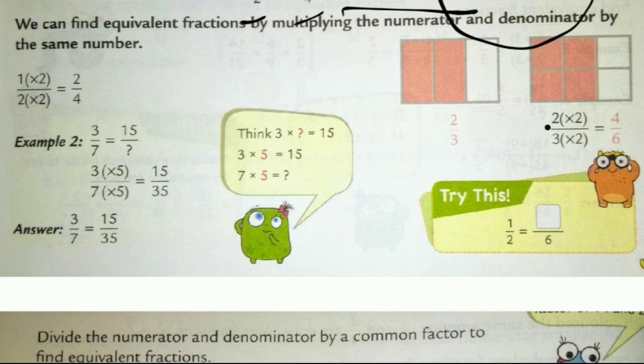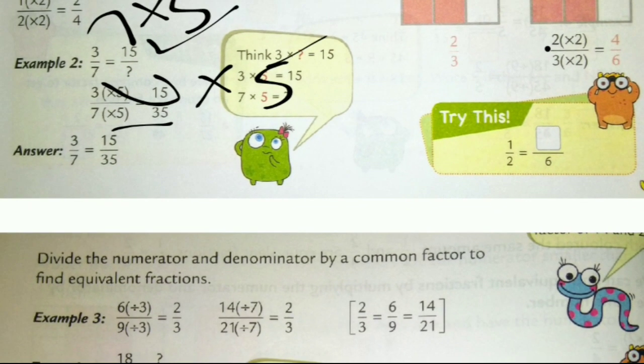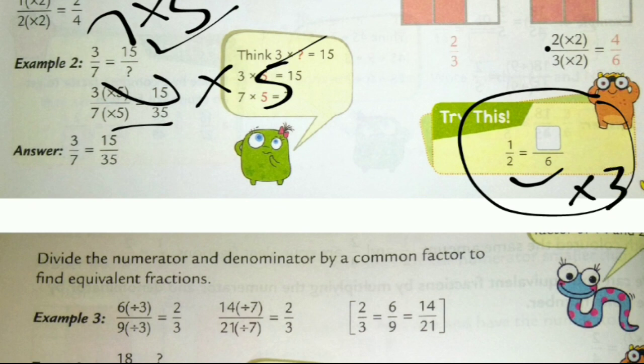See, one more example is here. 3 upon 7 equals 15 upon dash. It means we know the table of 3, 15 will come how many times? 5 times. The same thing we will do here. 7 multiplied by 5. So we will get the answer 35. It means equivalent means equal. Try this. 2 into 3 will come 6. It means 1 into 3 is 3.